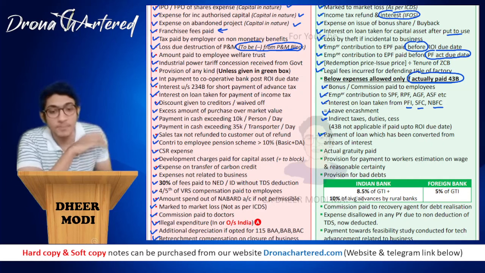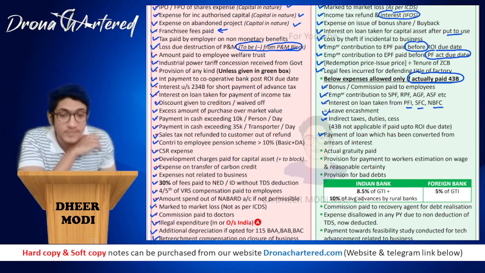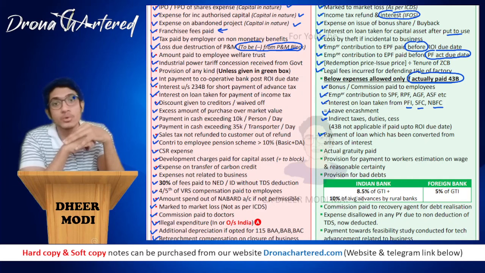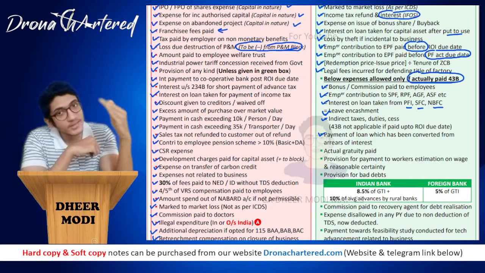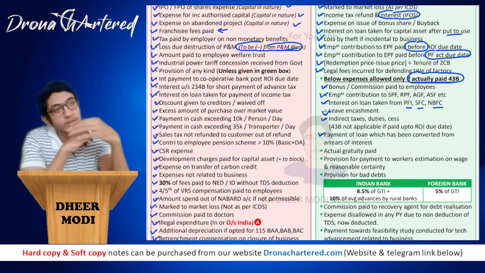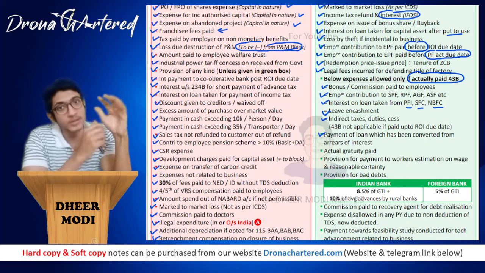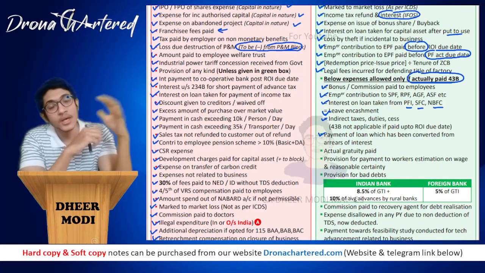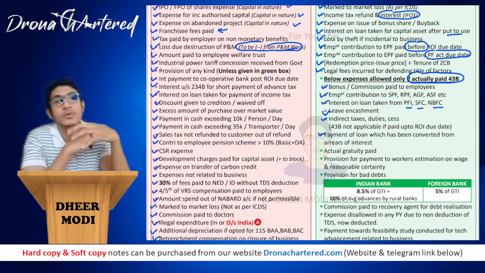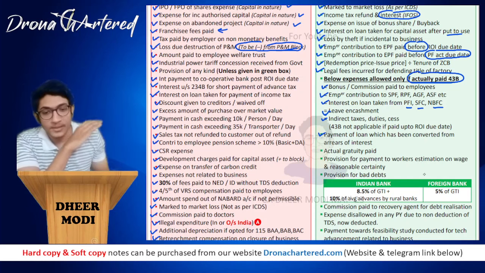Then payment of loan which has been converted from arrears of interest. What does this mean? You had taken a loan originally. Now the interest payments you were not able to pay. So what did you do? You consolidated all those interest amounts and made this into another loan, saying consider this interest payment as a loan and I will pay this back to you.